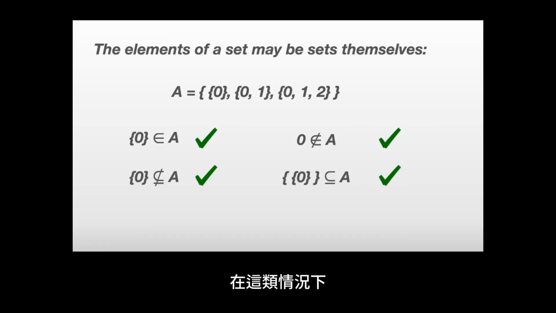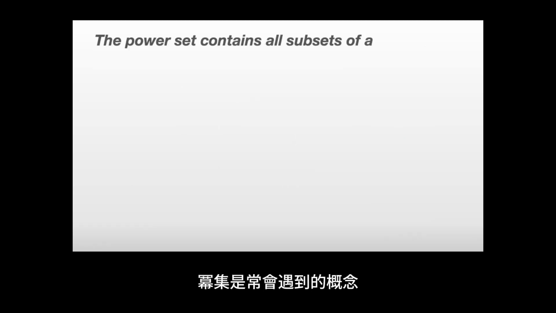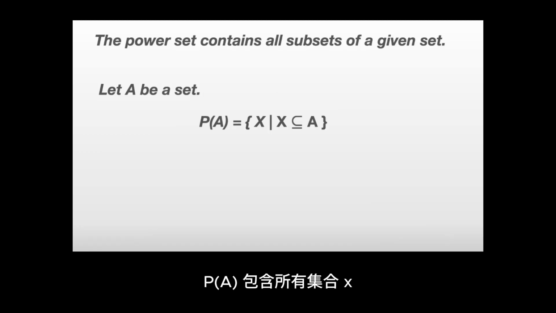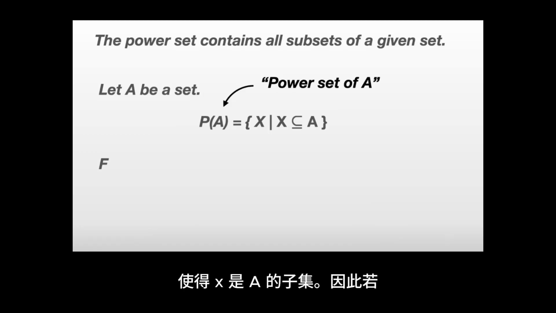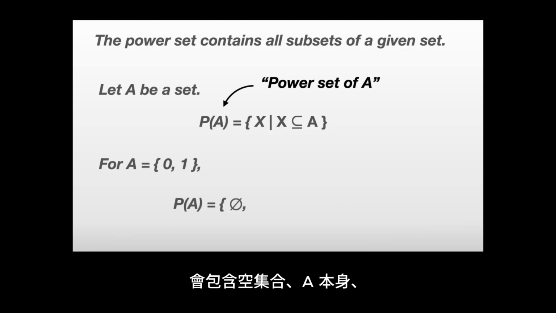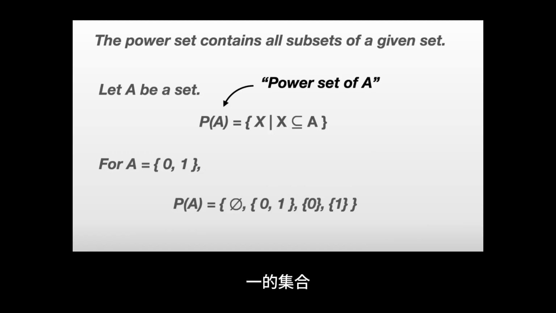The power set is a common thing to encounter and it contains all subsets of a given set. So let A be a set. The power set of A, P brackets A, contains all sets X such that X is a subset of A. So for A equals the set containing 0 and 1, the power set of A would contain the empty set, A itself, the set containing 0 and the set containing 1.